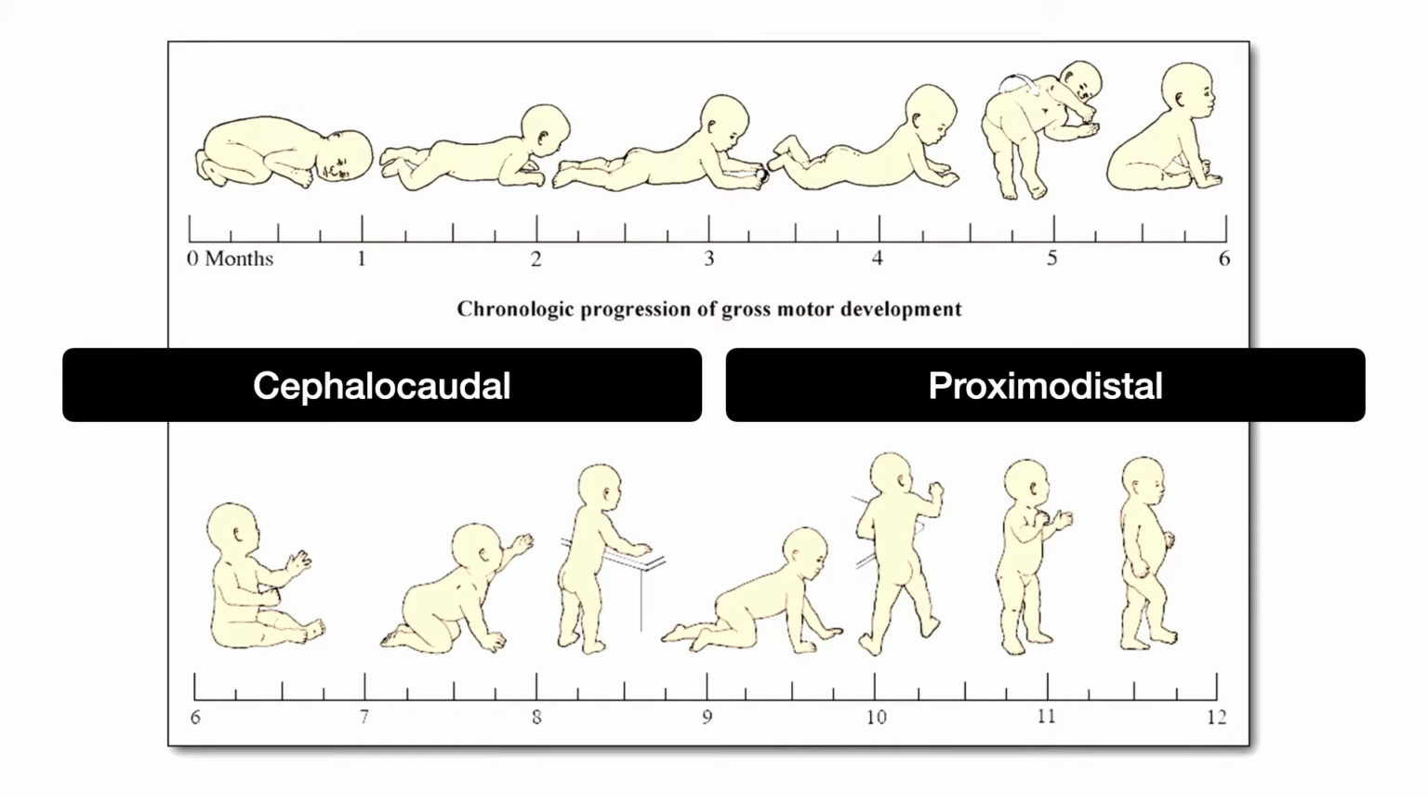Cephalocaudal and proximodistal are the directions in which we see dendrification, synaptogenesis, synaptic pruning, and myelination. Those things happen in an order, and that's why we can see the development of a child's motor movement stay right in line with what we would expect from cephalocaudal and proximodistal development.